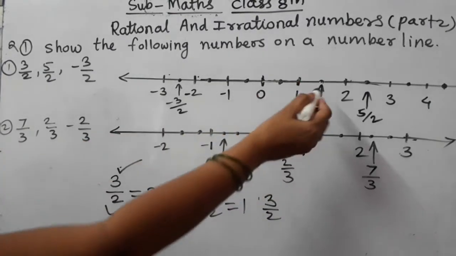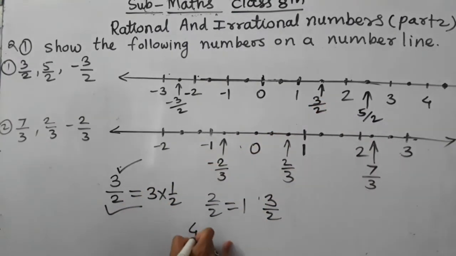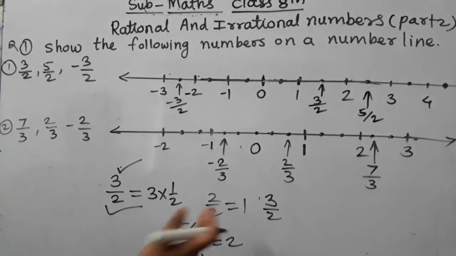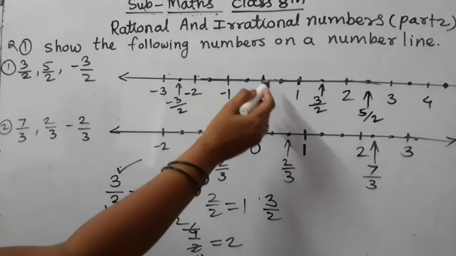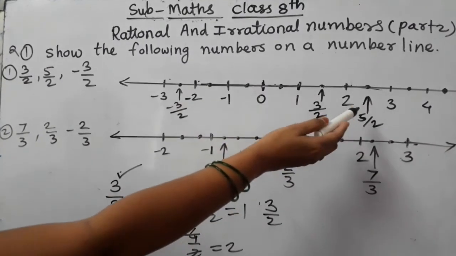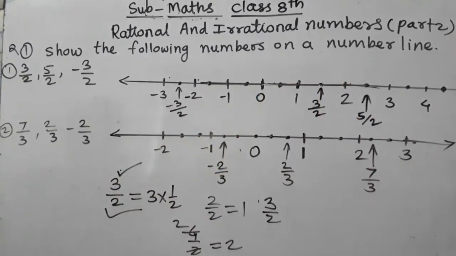Next, if we write 4 by 2, 2 ones are 2, 2 twos are 4. It means 2. This is also correct. Now, like this, 1 by 2, 2 by 2, 3 by 2, 4 by 2. The next number is 5 by 2. So, this is 5 by 2.